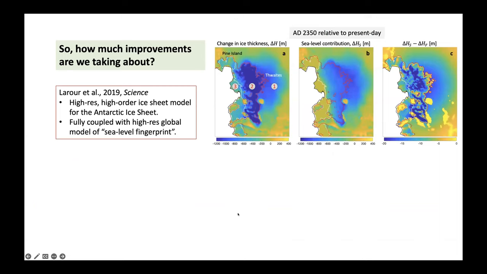So how much improvement are we really talking about here? This is based on a real simulation by our team here. The paper came out in 2019. It was based on a high resolution, high order Antarctic ice sheet model, which was coupled with a high resolution global GIA model.